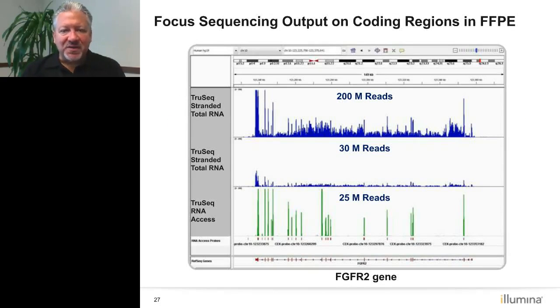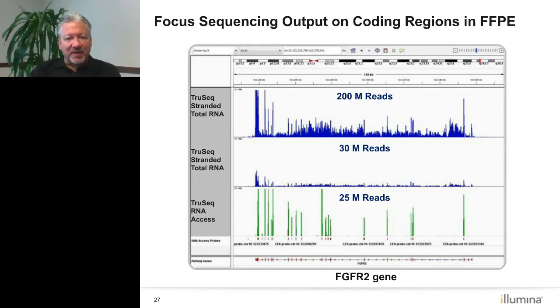So this is what the data looks like, and this shows you the advantage of using capture in FFPE. All three of these browser shots are showing the same gene. It's a really interesting cancer gene called FGFR2. And this is using the state-of-the-art method as of six months ago for looking at FFPE, which would be using our TruSeq Stranded Total RNA prep kit. And the nice thing is you can get full-length coverage of this and all the other transcripts, but you need quite a lot of reads to get good coverage on the exons.